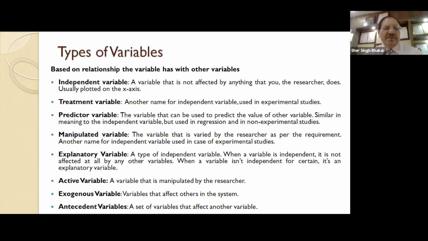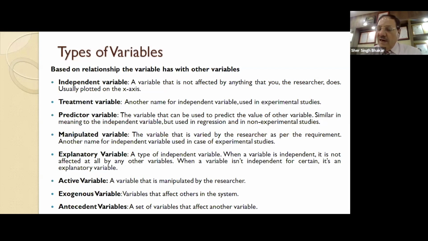Then there is a term called exogenous variable. This is used more in EViews and structural equation modeling concepts. The independent variable is called the exogenous variable. The variable that does not have any other variable affecting it, the variable that is completely independent. Okay, that is what is called an exogenous variable.